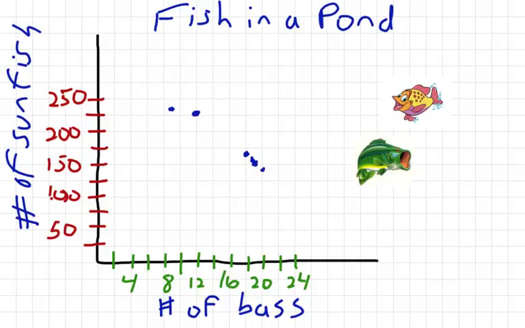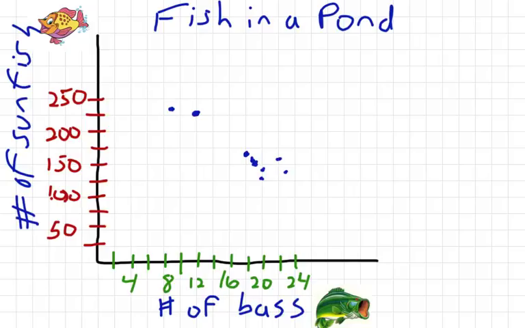23 is 134. So that's in between 22 and 24, and it's above my 125. So somewhere around there. 22 and 156. So 22's here, 156 is just above my 150 mark. Right about there. And then my last point is 20 bass and 130 sunfish. So right above that 125. Alright, that's what mine looks like. Hopefully yours looks very similar.